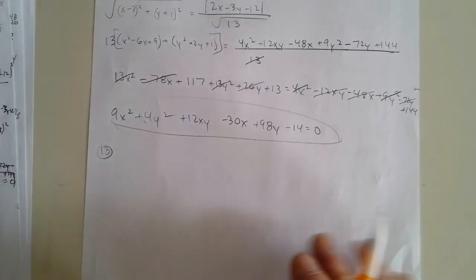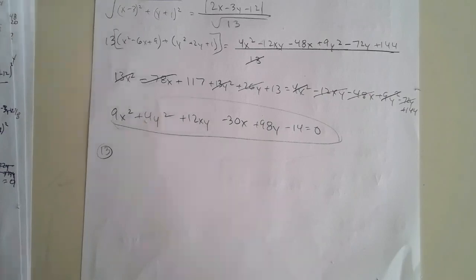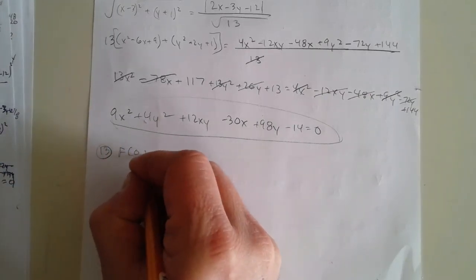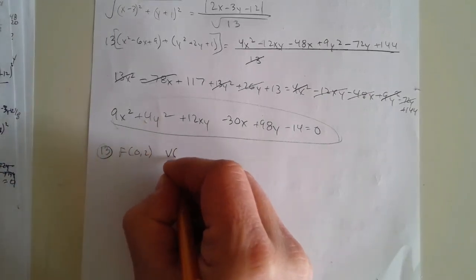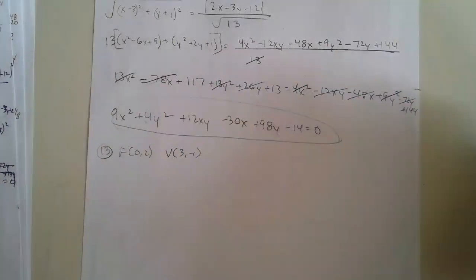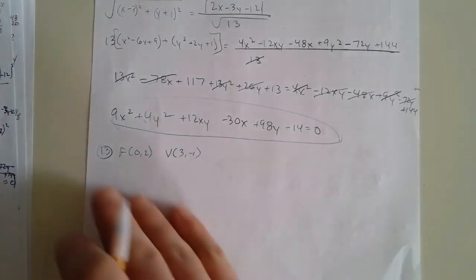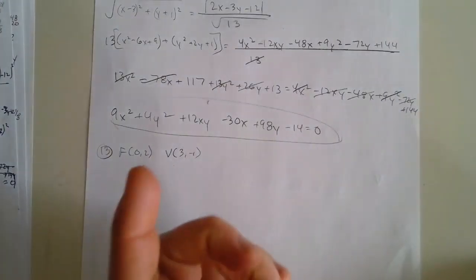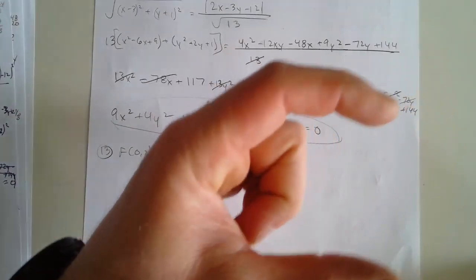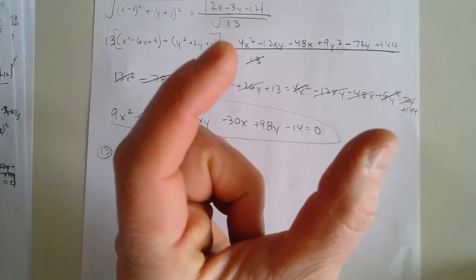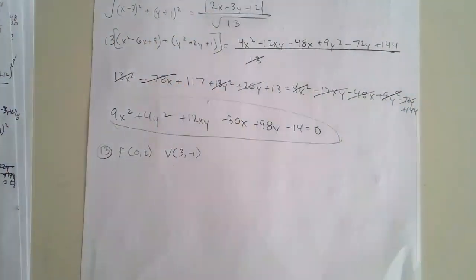Okay, so let's do number 13 now. Find the equation of the parabola. We had a focus at (0, 2) and a vertex at (3, -1). Because these aren't on a horizontal or vertical line from each other, I know this is going to be a rotated conic. Instead of being up and down or left and right, it's going to be something like this or like that.